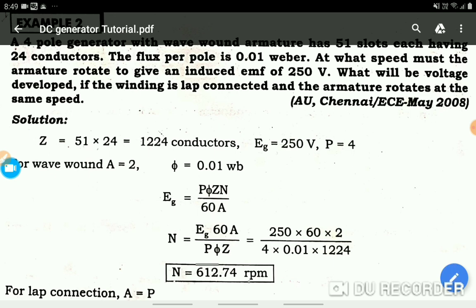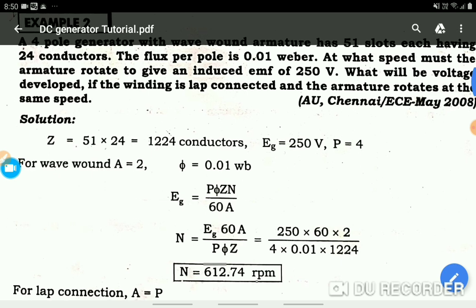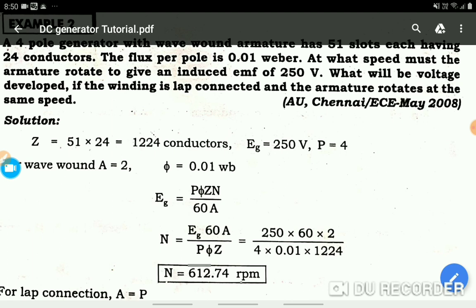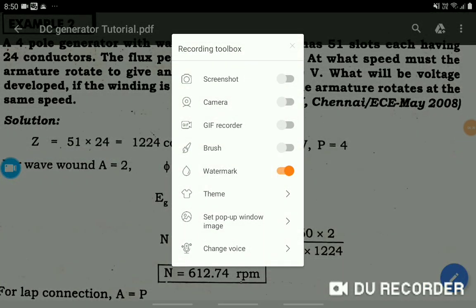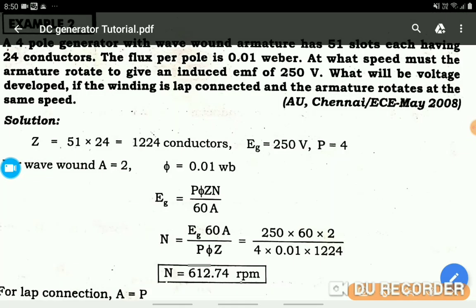In the next subdivision, they ask what will be the voltage developed if the winding is lap connected and the armature rotates at the same speed. So it is easier for us. It is given as lap connection, so for this subdivision, A equal to P equal to 4.